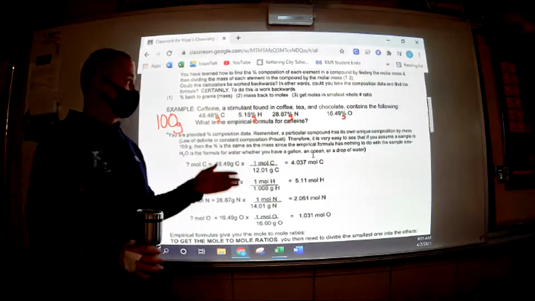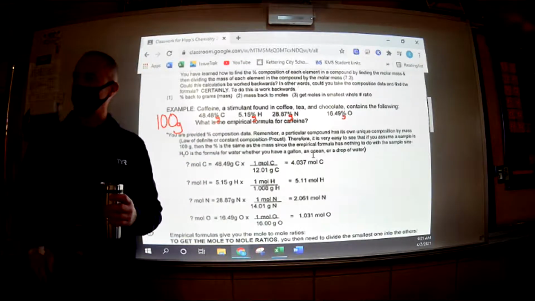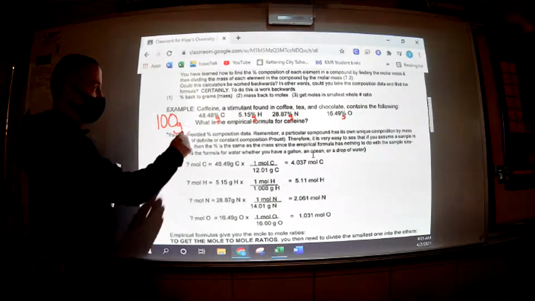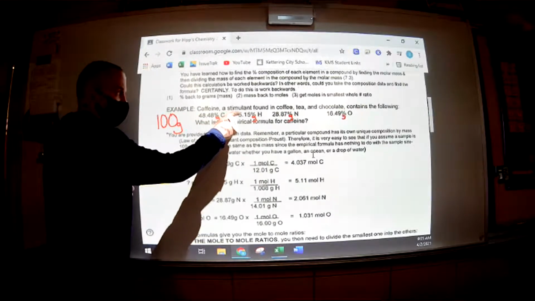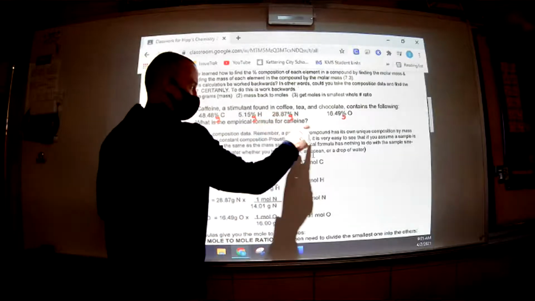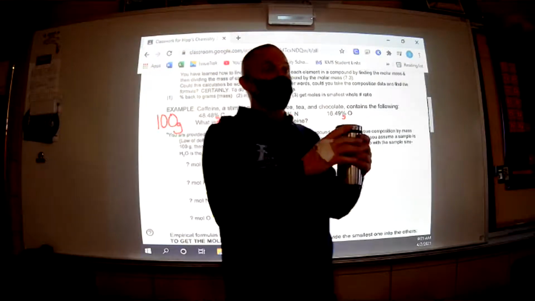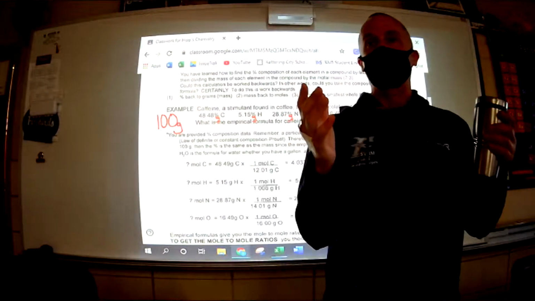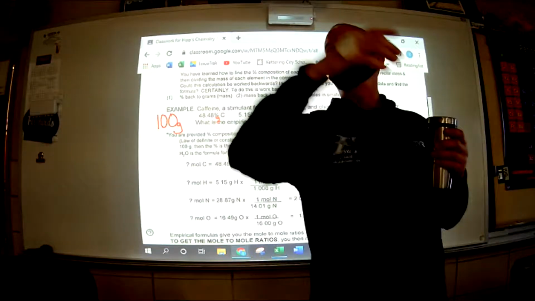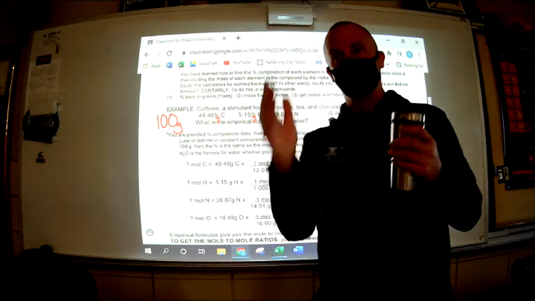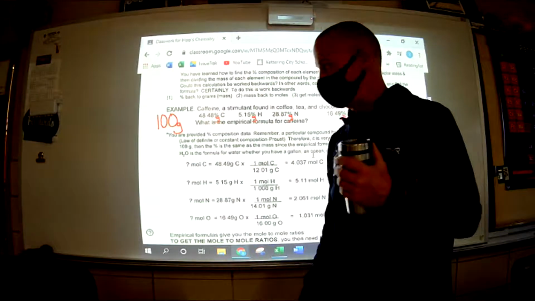I could have assumed that I had a 10-gram sample. Then it would have been 4.848, yes? Then it would have been 0.515. Then it would have been 2.887. Then it would have been 1.6. Proust's law says no matter what the sample size is, the percents are going to remain the same. So you can assume your sample size is anything you want. Conveniently, you assume it's 100 grams.